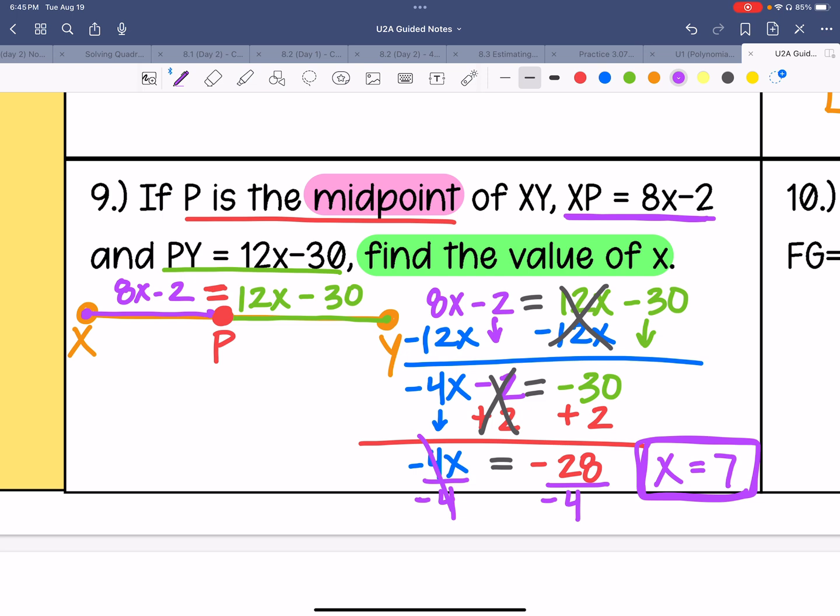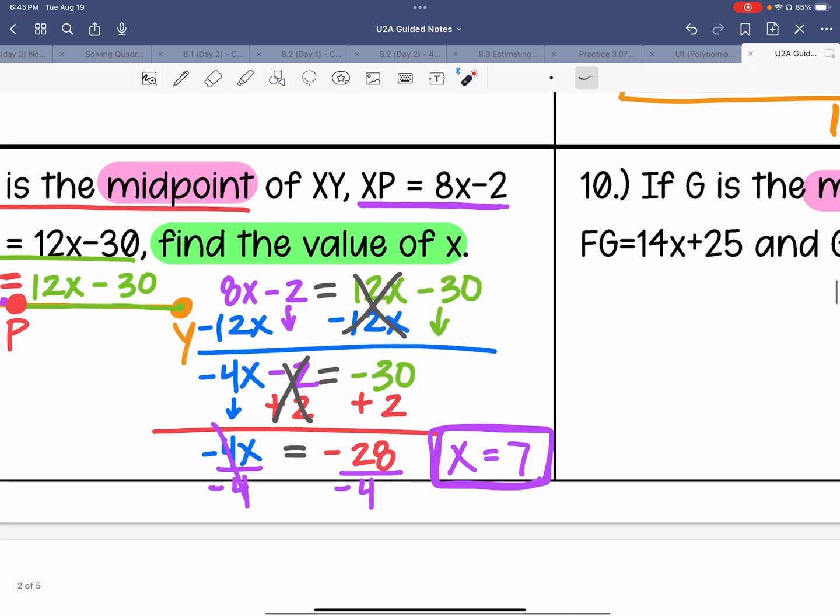So again, because I know that I am looking at a midpoint, that is telling me that I have two equal parts. So that midpoint is how I know that I need to set these two equations equal to each other.